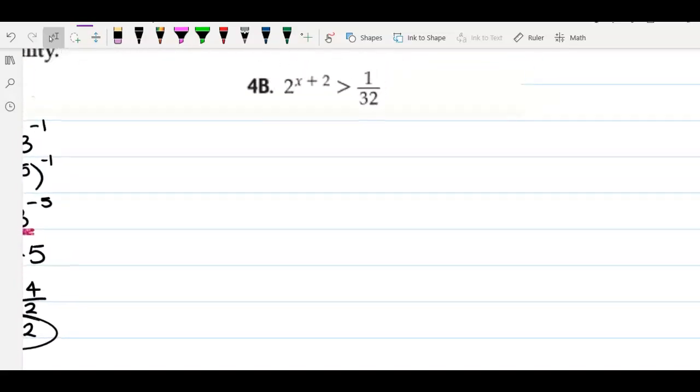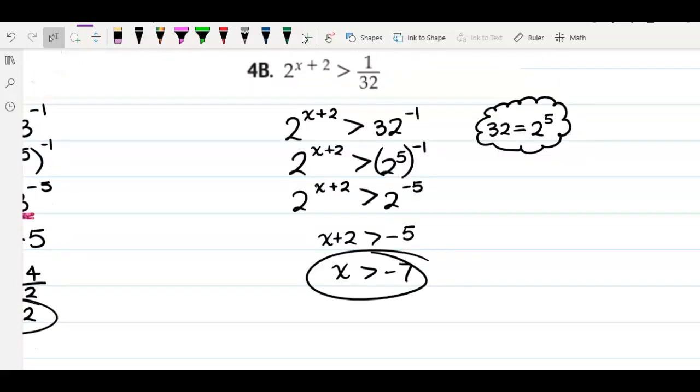Go ahead and pause your video and try 4B. Notice that first I brought 32 back up into the numerator by raising it to a -1. I know that 32 is 2 to the 5th, so I substituted. Once I had a common base on both sides of my inequality, I set the exponents compared to one another. The left one is greater than the right one, and I solved.